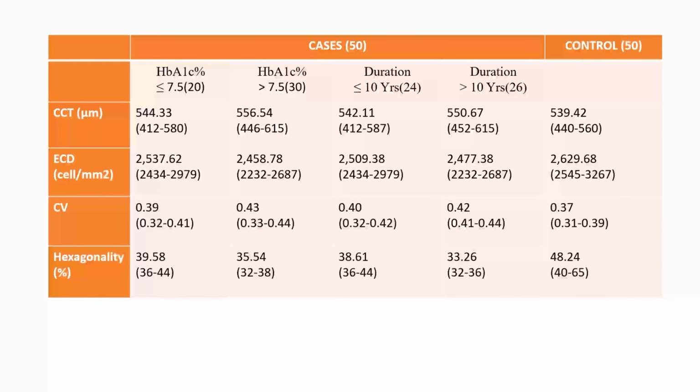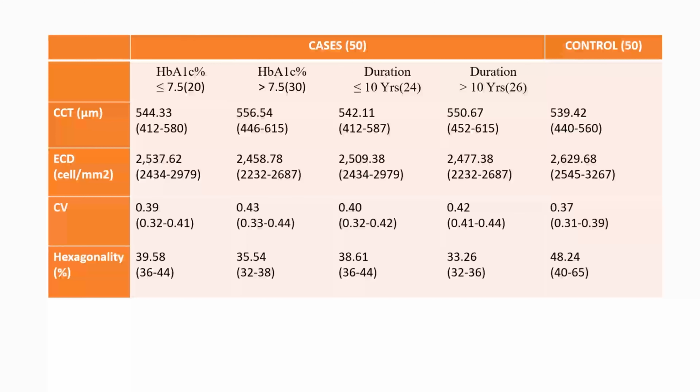Among the diabetic patient group with HbA1c less than 7.5%, the approximate central corneal thickness was 544, endothelial cell density was 2537, CV was 0.39, and hexagonality was 39.58. And among the patients with HbA1c more than 7.5, CCT was 556, endothelial cell density was 2458, CV was 0.43, and hexagonality was 35.54.